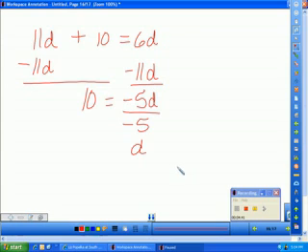That'll leave you with just plain d. Because I divided this side by negative 5, I've got to divide that side by negative 5. So 10 divided by negative 5 is negative 2.